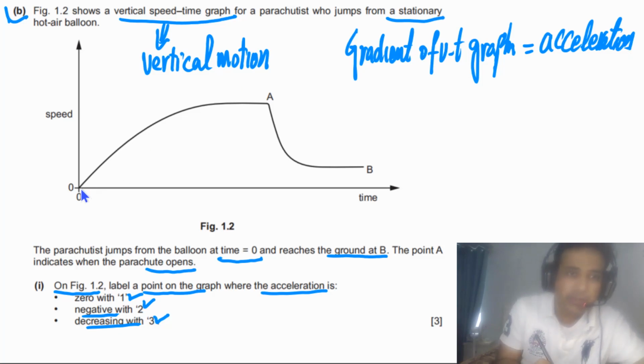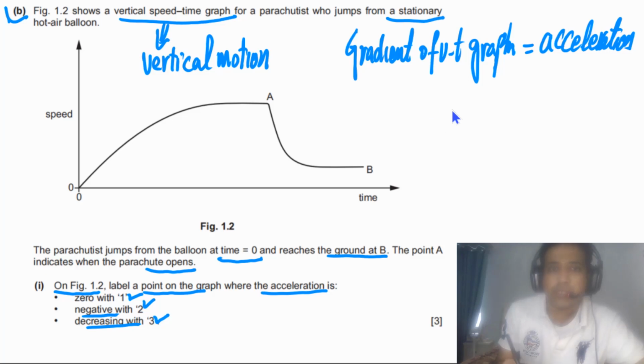Now if you look at the initial part here, first of all let's try to find 0 with 1. 0 means that gradient is 0, because gradient is equal to acceleration. Acceleration will be 0 when gradient is 0, and gradient is 0 at this point. You can mark 1 here, you can also mark 1 here, because gradient is 0 here. So it is also correct. Anywhere you can mark on these 2 points.